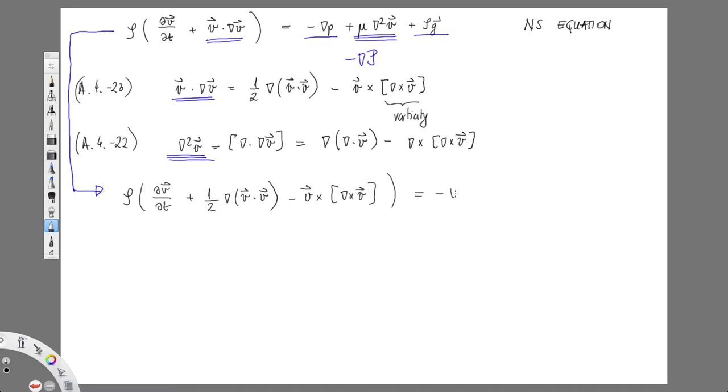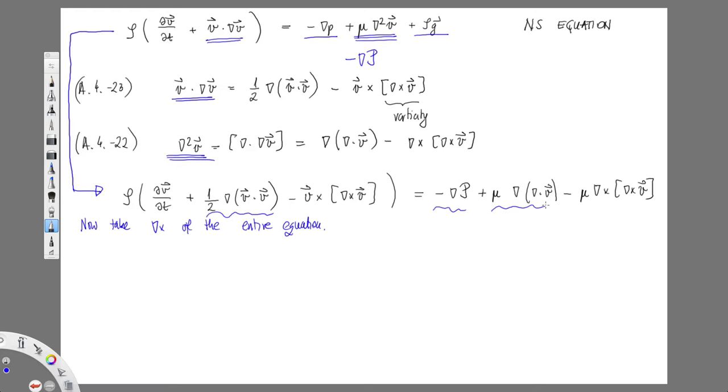And then it's equal to minus gradient of P plus mu times gradient of divergence minus mu curl of curl. So what are the terms? Now I'm going to take the curl of the entire equation. And in that process, this term will disappear, this term will disappear, this term will disappear. So what we will have left, and I'm also going to divide by rho.